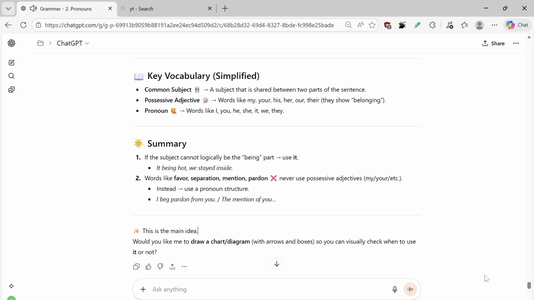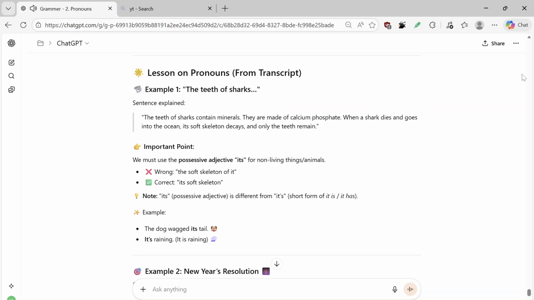2. Words like favor, separation, mention, pardon never use possessive adjectives, my, your, etc. Instead, use a pronoun structure. I beg pardon from you. The mention of you. The lesson on pronouns.